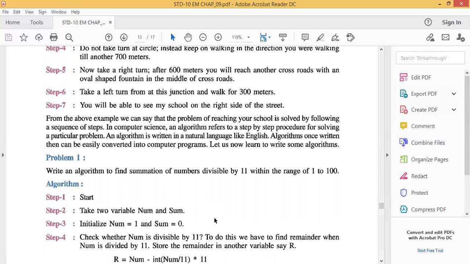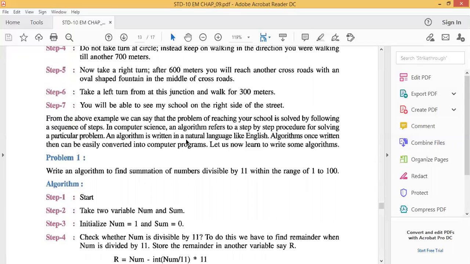So underline this line. In computer science, an algorithm refers to a step-by-step procedure for solving a particular problem. An algorithm is written in natural language like English. Algorithm once written can then be easily converted into computer programs. So first we saw flowchart. Flowchart is a pictorial representation of solving the problem.